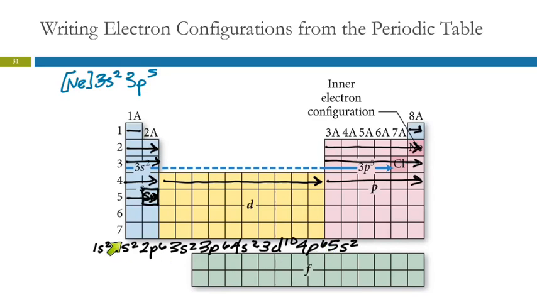So if we wanted to do the noble gas shorthand for this one, the previous noble gas is krypton. And all of this business here is the electron configuration for krypton. So that would be a lot shorter. So we could also write this as the electron configuration for krypton and then 5s2. You need to understand both methods. Any questions?